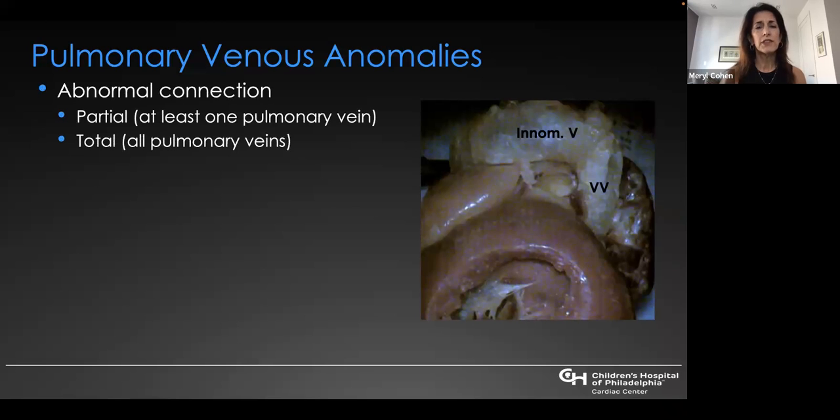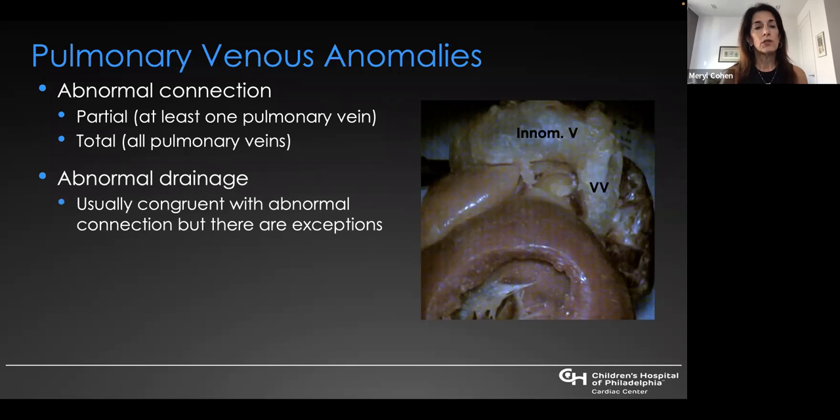So when you think about pulmonary venous anomalies, they fall into a number of categories, the most common being abnormal connection. You can have partial abnormal pulmonary venous connection, when at least one of the pulmonary veins does not connect to the left atrium, or total anomalous pulmonary venous connection, where all of the pulmonary veins make a pathway to someplace other than the left atrium. You can also have abnormal drainage, and these are usually congruent, meaning usually when you have abnormal connection, you have abnormal drainage, but there are some exceptions to this rule.